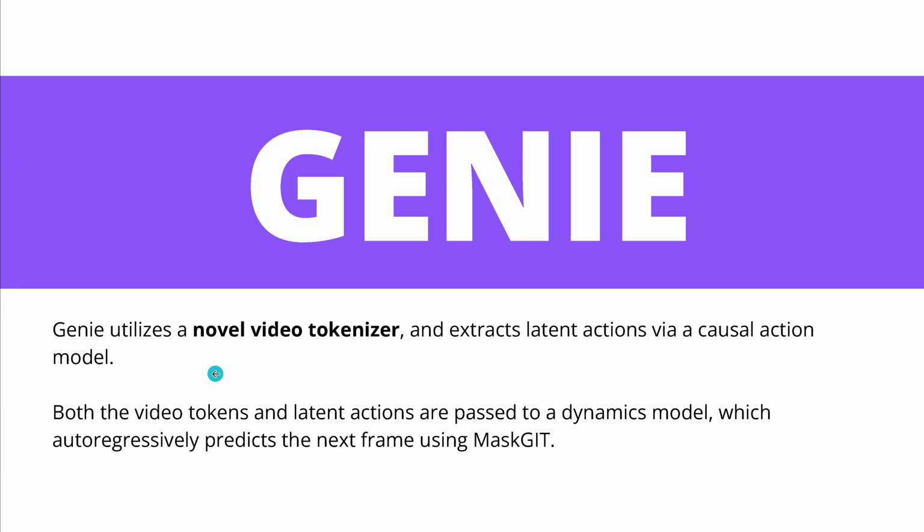GENIE, and let's start from the beginning, because this should be a very simple video that everybody can understand what's happening in technology today. It utilizes here a new and novel video tokenizer. But we use some old technology, so it's simple to understand, and extract some latent action via some causal action model. And then both the video tokens and the action tokens are passed to a dynamic AI model. No game engine, nothing, pure AI, which autoregressively predicts the next video frame or the next image using here a MaskGIT Generative Image Transformer system.